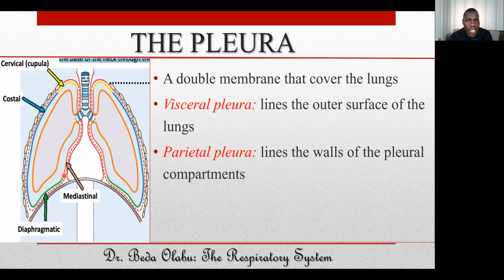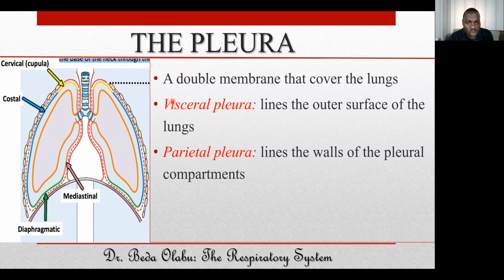The parietal pleura that is lining the mediastinum, this other color, is known as mediastinal pleura. And the parietal pleura that extends into the neck, that yellow one, is known as cervical pleura. So there are 4 parts of the parietal pleura: costal pleura, diaphragmatic pleura, mediastinal pleura, and cervical pleura.